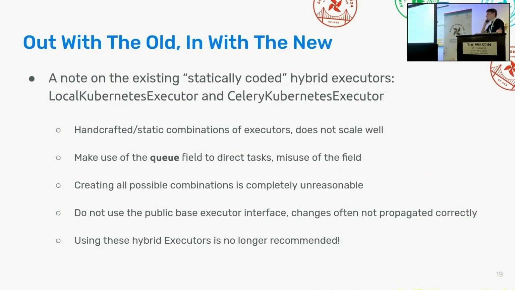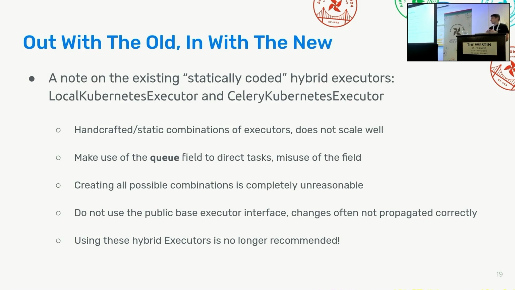And here's a note on the old executors. A lot of people are familiar with, say, the Celery Kubernetes or local Kubernetes. This is where the name change came from, because those truly are hybrid executors. The two executors mashed together in a class. They kind of abuse the queue field to direct which executor they send their tasks to, which means you can't use that queue for its intended purpose.